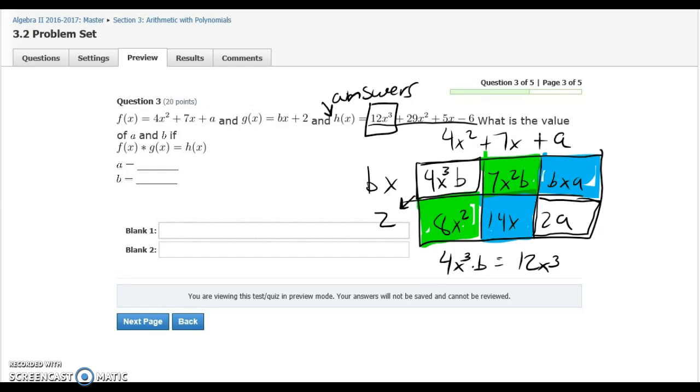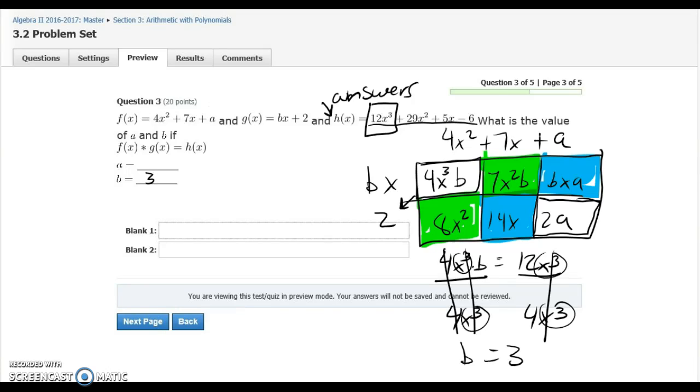So if this is true, I simply solve for b by dividing by 4x cubed. x cubed divided by x cubed is 1, which is the multiplicative identity, so I don't need that. 4 divided by 4 is 1, which is the multiplicative identity, so this becomes b. And it's equal to 12 divided by 4, which is 3. Well, that makes sense. 4x cubed times 3 is 12x cubed, which equals my answer. So I know that b is going to be 3.